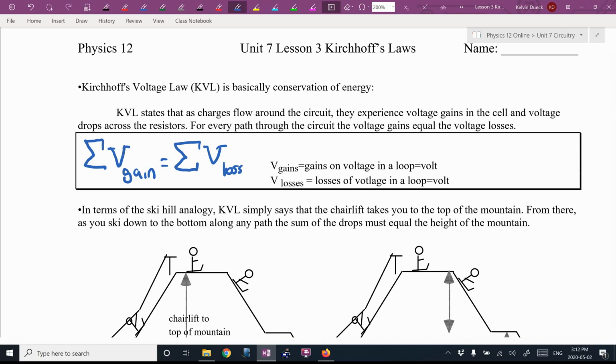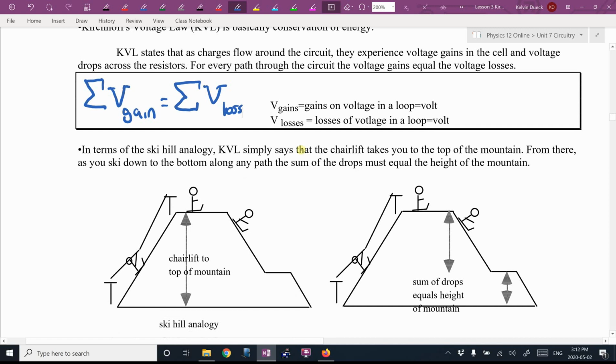In terms of our ski hill analogy, it says that the chairlift takes you to the top of the mountain. Remember we said that the chairlift was like the battery and that voltage was like height. From there, as you ski down the bottom path, the sum of the drops must equal the height of the mountain. In other words, if your energy source is a 6-volt battery, and if you lose 4 volts going through that ski run, you have to lose 2 volts going through that ski run.